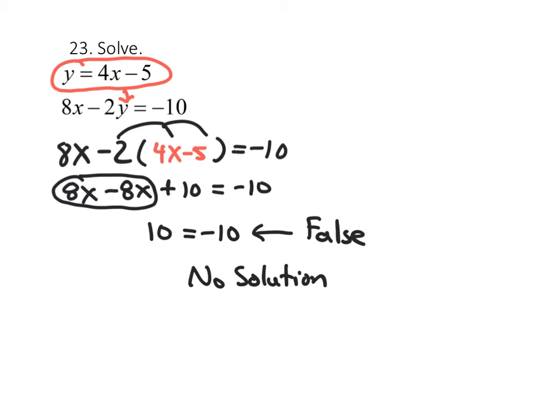And if we were to draw graphs for these two lines, what we would notice is that they would be two distinct parallel lines, not crossing.